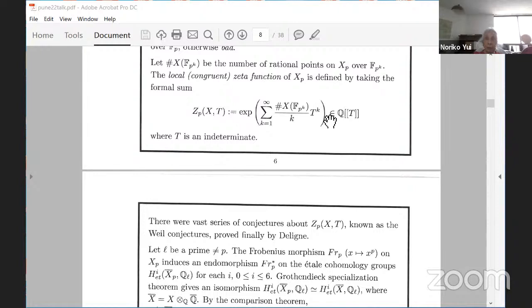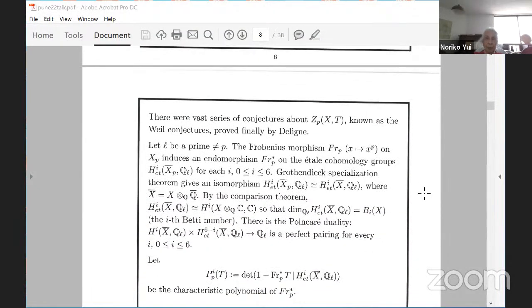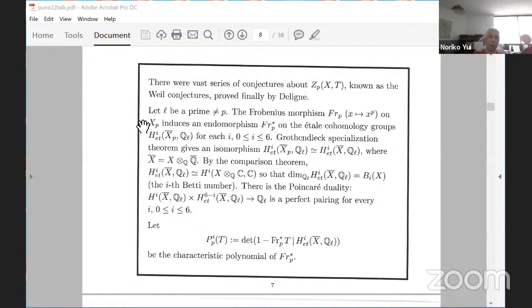We want to interpret this function in terms of linear algebra data. So these cohomology groups were introduced to linearize all these theories. That's Grothendieck's invention of étale cohomology groups. So you pick l to be a prime different from your p, and you consider the Frobenius morphism. And then you cook up the étale cohomology H^i_et(X_p bar, Q_l). So all this Grothendieck machinery. This is a very good Weil cohomology theory in the sense that the specialization theorem gives you that it becomes independent.